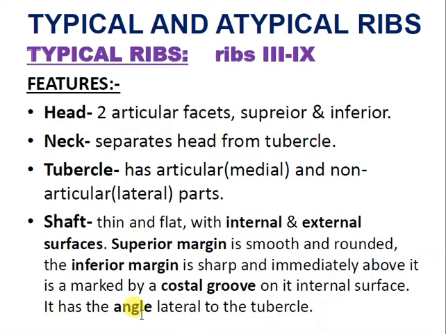The costal groove allows the passage of structures such as the veins and the arteries, also the nerves which are supplying the intercostal muscles. It has an angle lateral to the tubercle. We shall see later the difference between typical and atypical ribs. Head has two articular facets.